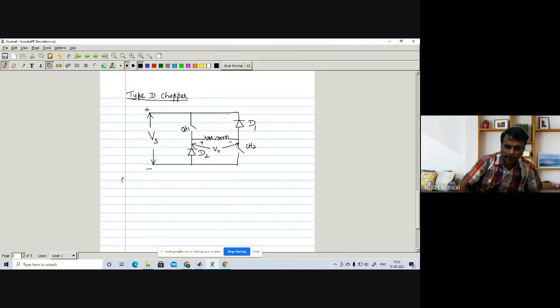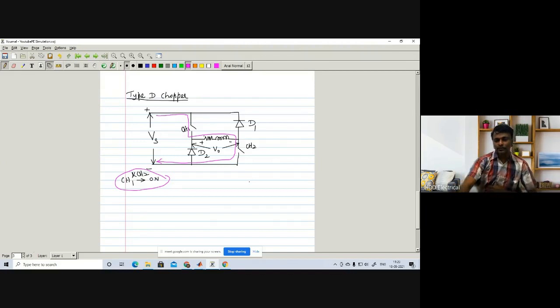For example, when chopper 1 and chopper 2 are on, what will happen? How will the current flow be? When these two are on, current flow will be like this. Therefore, we have output voltage also positive. This is voltage and this is current. So output voltage is positive and the current is also positive, right?